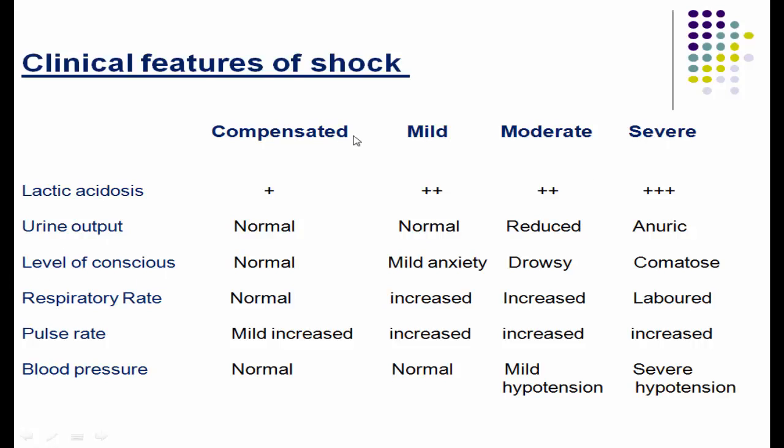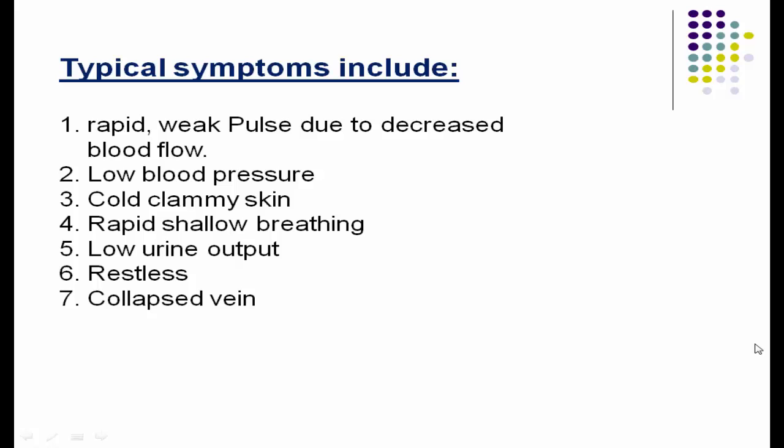Level of consciousness: normal, mild anxiety, drowsy and comatose. Respiratory rate: normal, increased and labored. Pulse rate: mildly increased, increased, and further increased. Blood pressure: normal, mild hypotension, and in case of severe shock, severe hypotension.